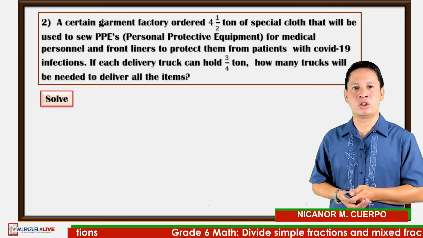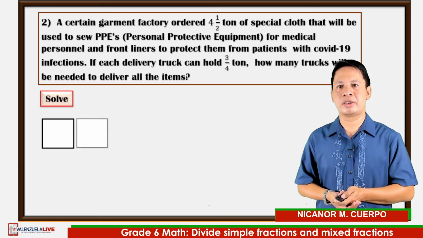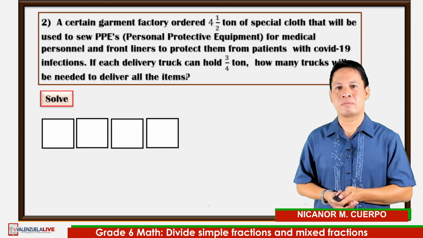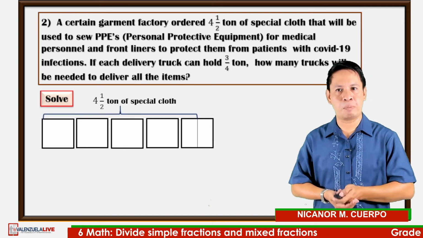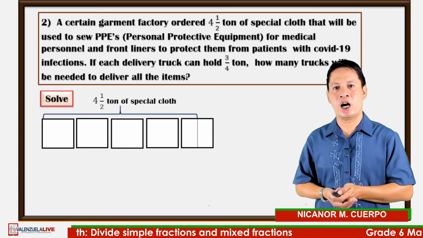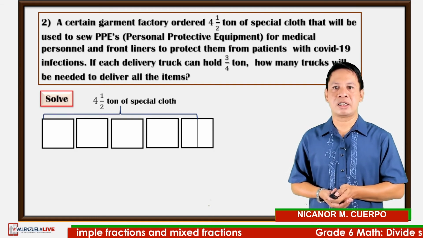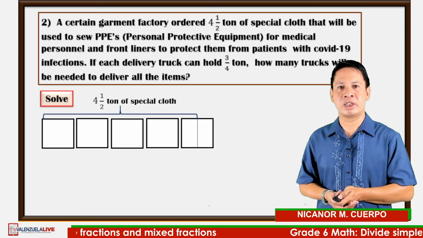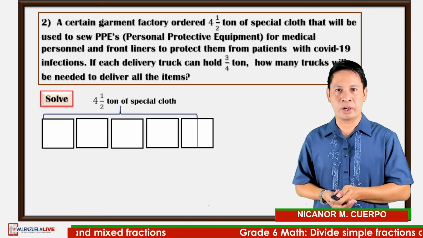Now, let's try to solve this problem. I will draw 5 squares and divide 1 square into 2 parts to represent the 4.5 tons of special cloth. Since each truck can deliver or can hold 3/4 tons, I'm going to divide each square into 4 equal parts.